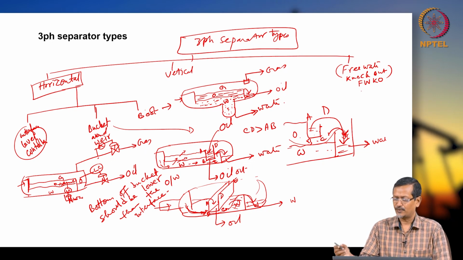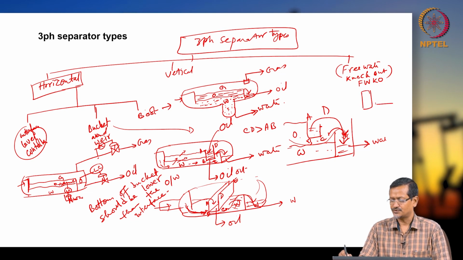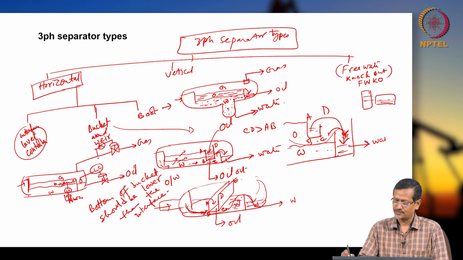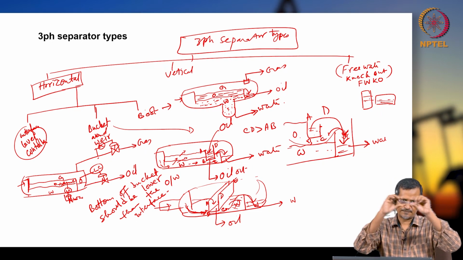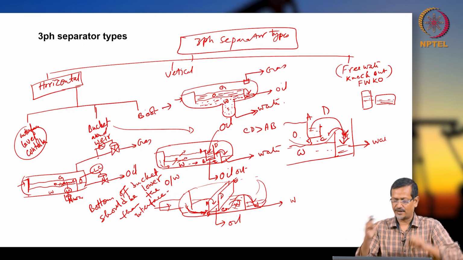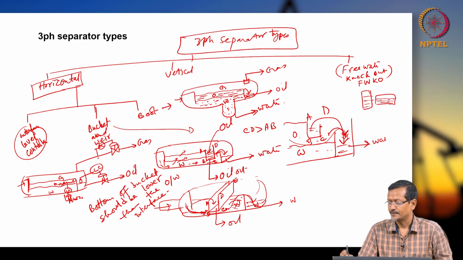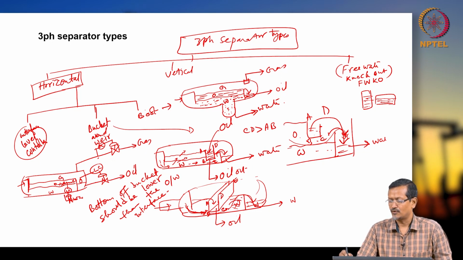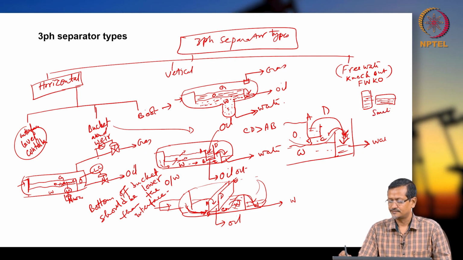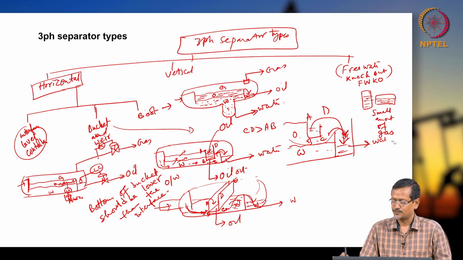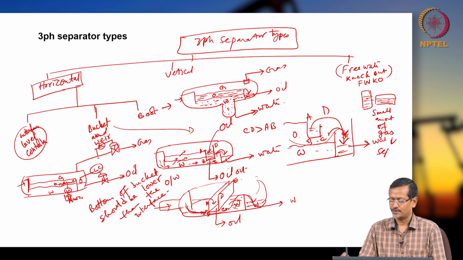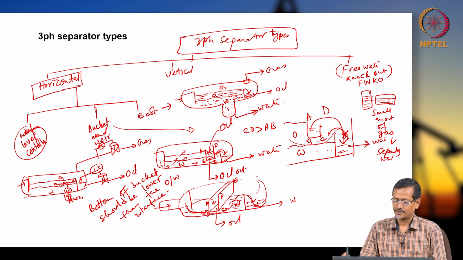Next is the free water knockout. A free water knockout can be vertical or horizontal. So you are getting more water and a small amount of gas. So the gas portion may be smaller. In this separator section, gas percentage will be lower and liquid percent will be higher. So these are free water knockouts: a small amount of gas, and you are separating water.